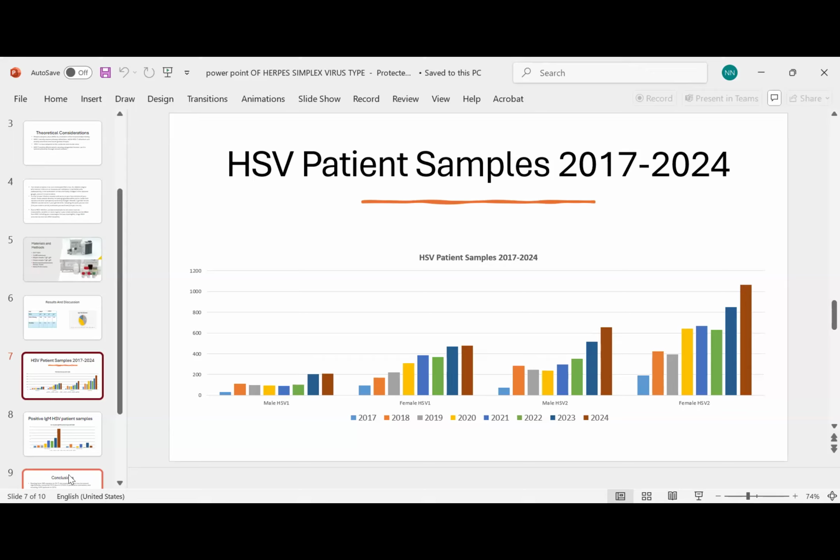The higher number of females testing positive for herpes simplex virus 1 and herpes simplex virus 2 compared to males can be explained by several key factors. Women are more biologically vulnerable to herpes simplex virus infection due to the larger surface area of mucosal tissue in the genital tract, which makes virus transmission easier. Studies show that male-to-female transmission of herpes simplex virus 2 is more efficient than female-to-male transmission.